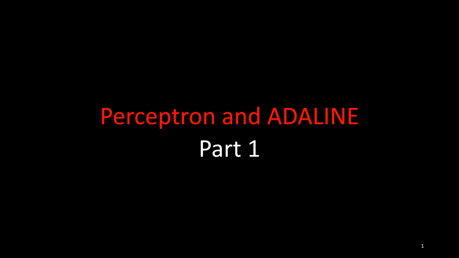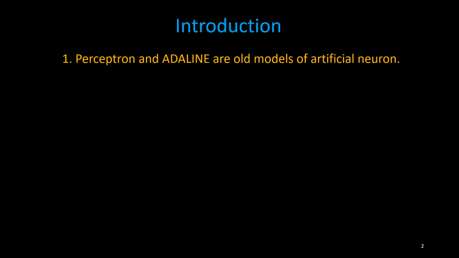This is part 1. Here I will give you a brief introduction about Perceptron and Adaline. In short, I can say the Perceptron and Adaline are old models of artificial neurons. I'll discuss what an artificial neuron is later, but it is basically artificially designed to mimic our biological neuron.